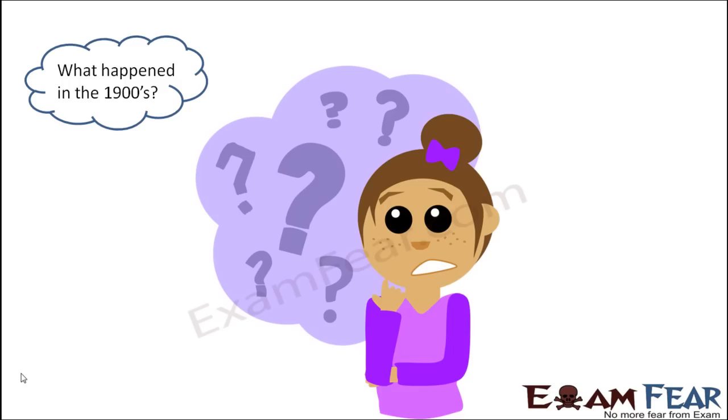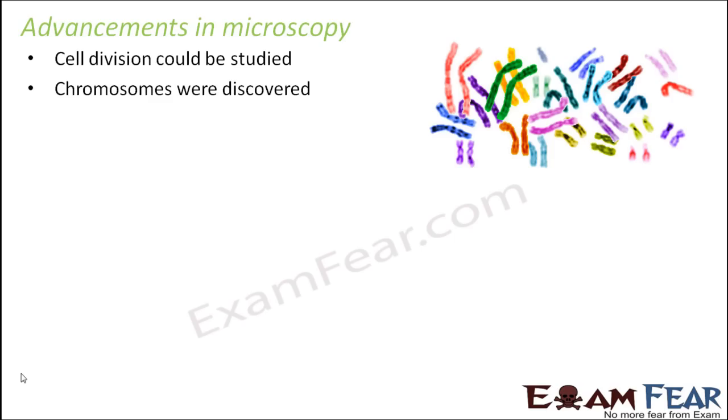So now the question is, what different happened in the 1900s when Mendel's work got recognized? Now, in the 1900s, there was a huge advancement in microscopy. Before that, not very good quality microscopes were available, and as a result, tiny objects were not visible to people. Now, with advancements in microscopy, cell division could be studied in detail, like the entire process of cell division.